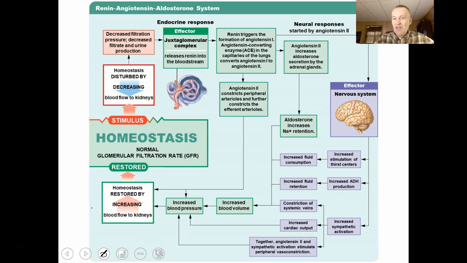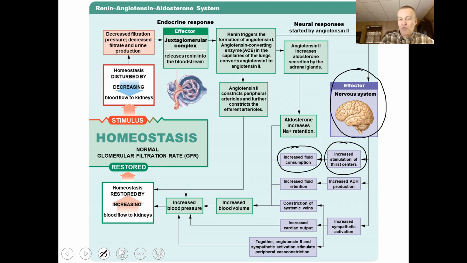So, and then there are neural responses too to angiotensin 2. So the brain will sense that level of angiotensin 2 increasing. There's also baroreceptors as well that can sense changes in blood pressure. But this is going to increase your stimulation of thirst centers, which will increase fluid consumption, which will increase blood volume. The brain will also release, through the posterior pituitary, antidiuretic hormone, which also increases fluid retention, which increases blood volume.